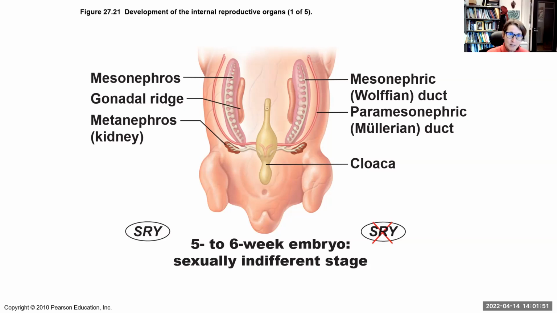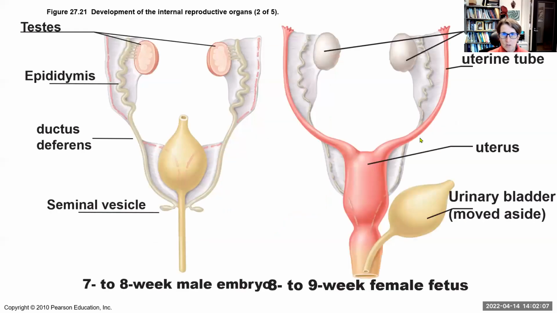The vice versa is true if we have a female developing. That Wolffian duct disappears, and the Mullerian duct, or the paramesonephric duct, is going to develop into the uterine tubes. Let's look at that. So here we have, in just 7 to 8 weeks, right?